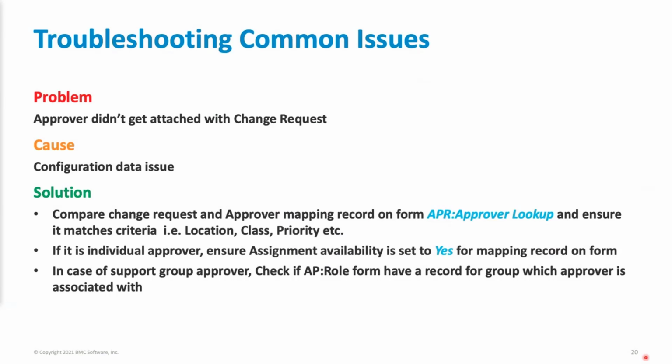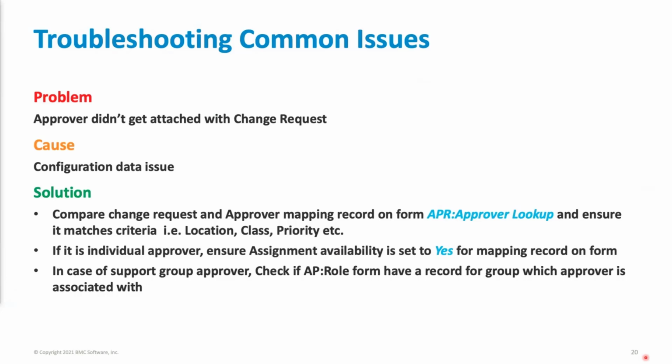One of the common problems reported by many users is that the approver did not get attached to the change request. This issue generally occurs due to incorrect or missing data configuration. A few solutions can be applied in this case: compare the change request and the approver mapping record on the form Approval Mapping, which is also known as APR Approver Lookup, and ensure that it matches criteria like location, class, priority, etc.